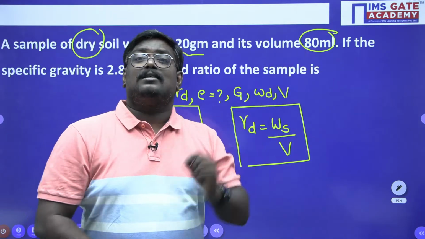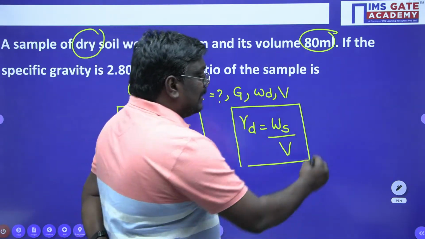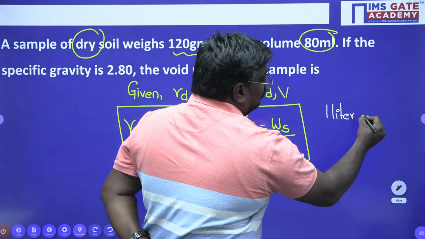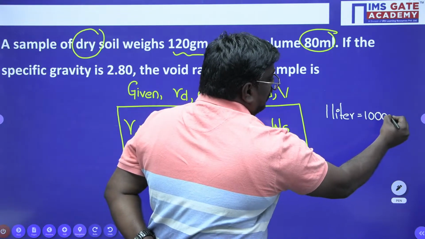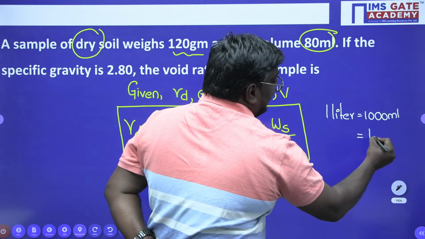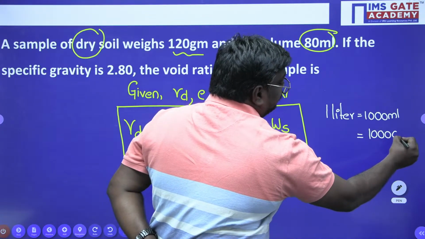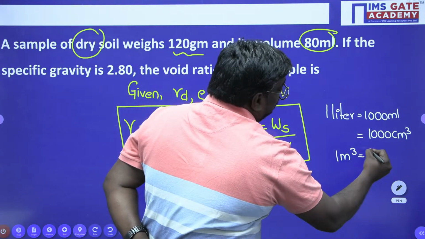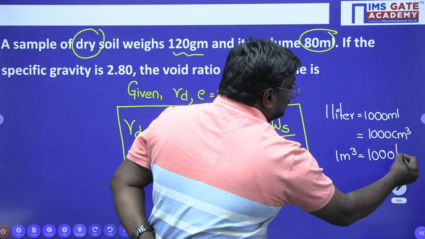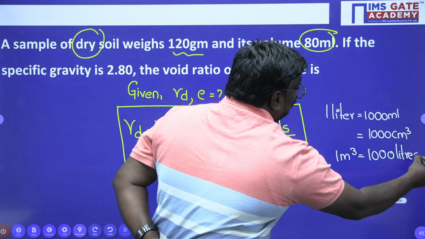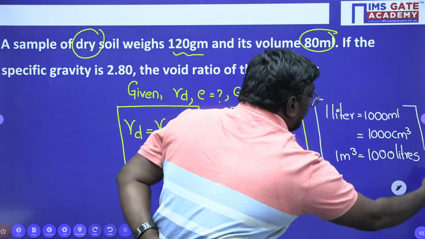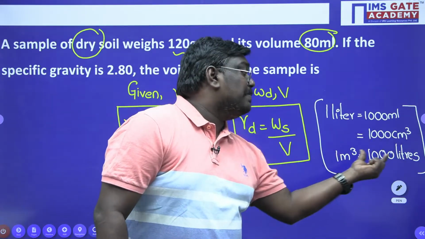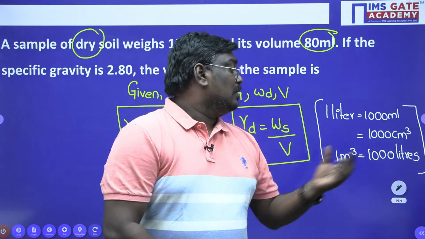Here the volume is how much? It is 80 ml. Remember my dear students, as per the unit conversion, 1 liter is equal to 1000 ml, or 1 liter can also be written as 1000 centimeter cube. Or you can write 1 meter cube is equal to 1000 liters. You should know this basic conversion to solve the problem. So 1 liter can be taken as 1000 ml or 1000 centimeter cube, or 1 meter cube is equal to 1000 liters, sorry.